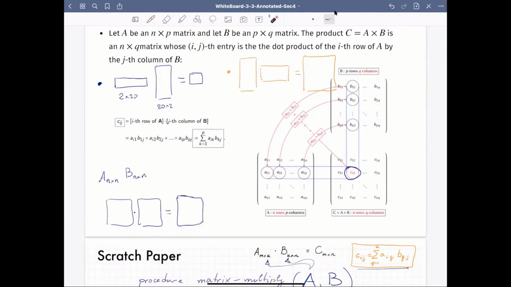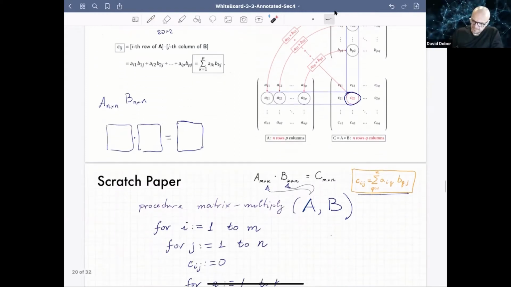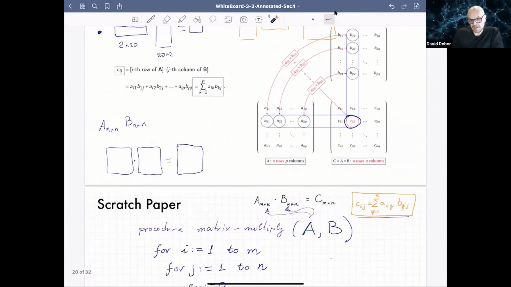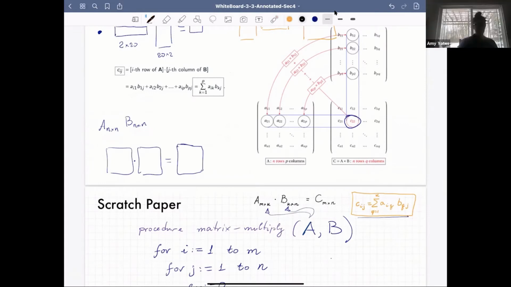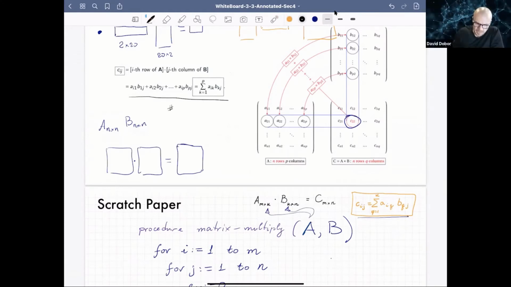So we'll go back to the question. How many products do I have if this is an n by n times n by n? How many products do I have? Is it n cubed? No, just here. Okay, so we'll get back to your answer. That's correct, but it's an answer to a different question. All I'm asking at this point is to compute just a single entry of this.